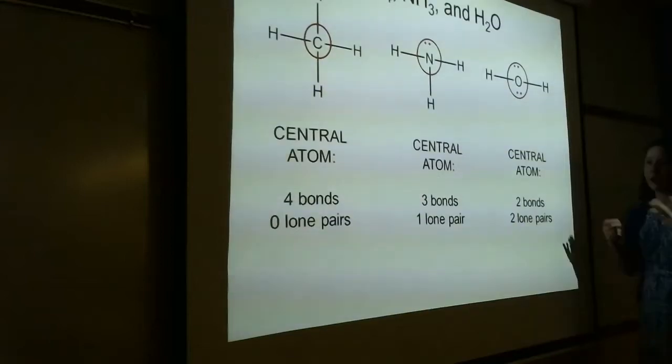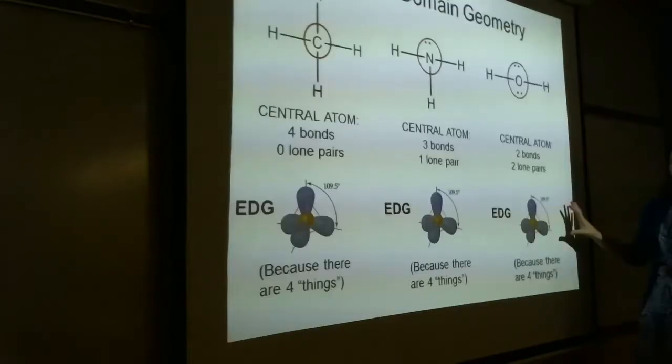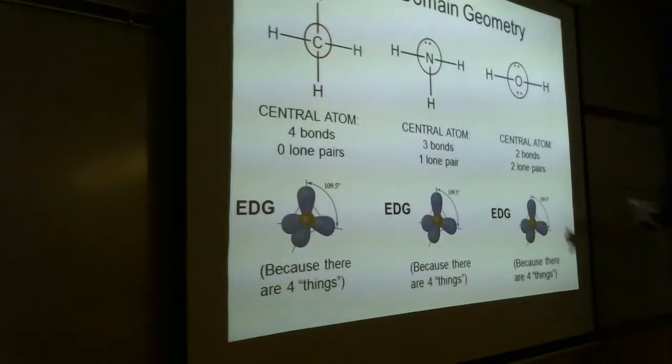So let's go through and figure out their electron domain and molecular geometries. So we look at the central atom. We're only looking at the central atom. What's on the central atom? Carbon's got 4 bonds, no lone pairs, 4 total things, right? Central atom's got 3 bonds and 1 lone pair, 4 total things, right? This one's got 2 bonds and 2 lone pairs, 4 total things. So they all 3 have the same parent shape. They all 3 have the same electron domain geometry. What is it? Look at your sheet.